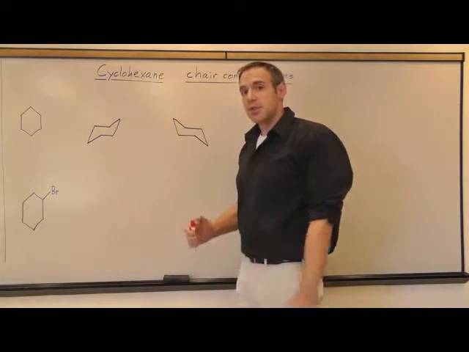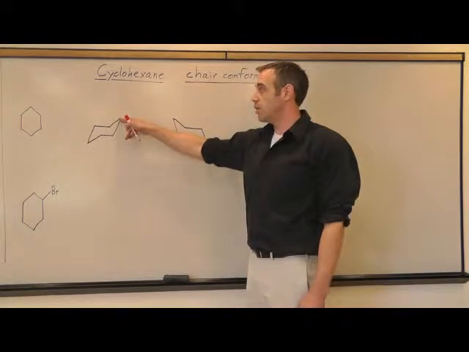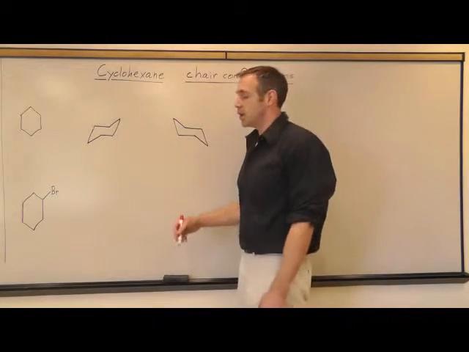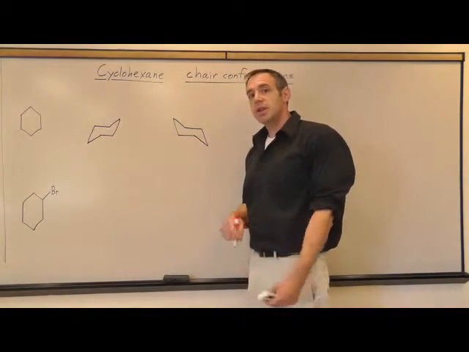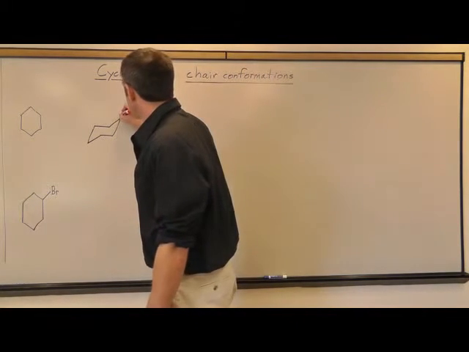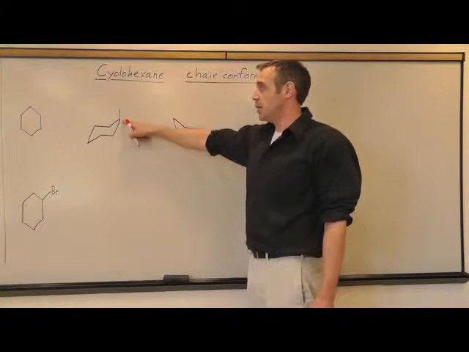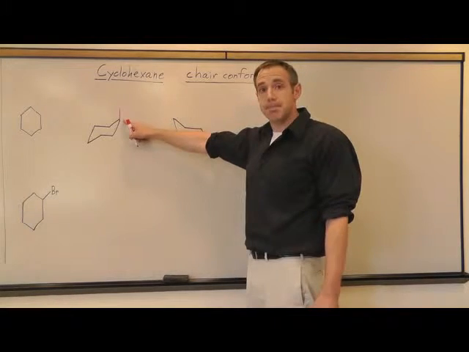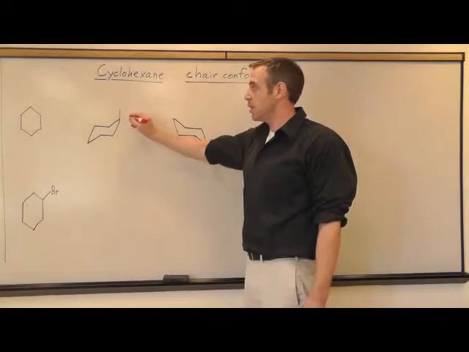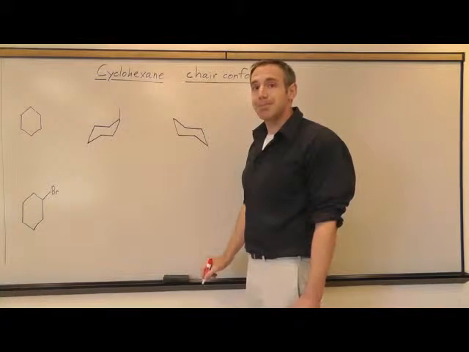The axial positions are the ones that go vertically straight up and straight down from the carbons that they're bonded to. Each carbon of cyclohexane has two hydrogens bonded to it. One will be in an axial position and the other will be in an equatorial position. From this first carbon right here, which represents a tip angled upward, there will be an axial hydrogen that is straight up from that tip carbon.